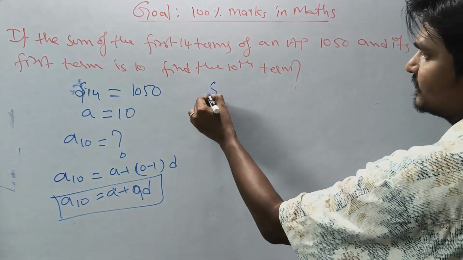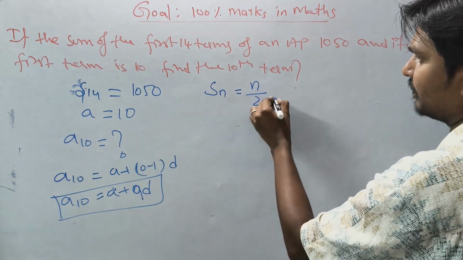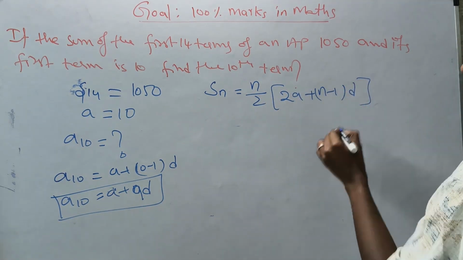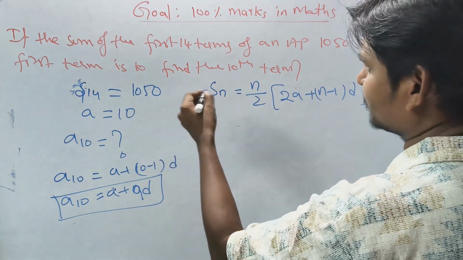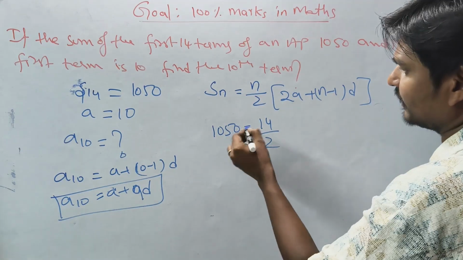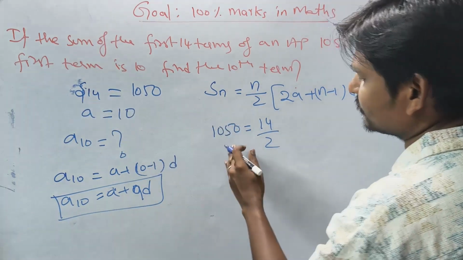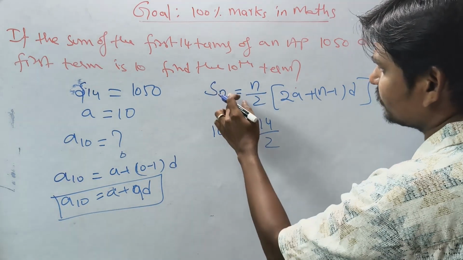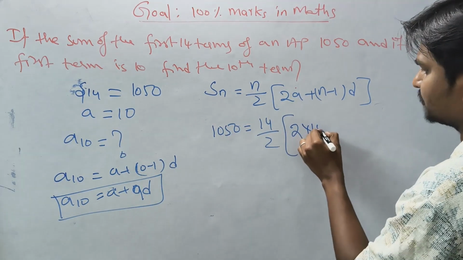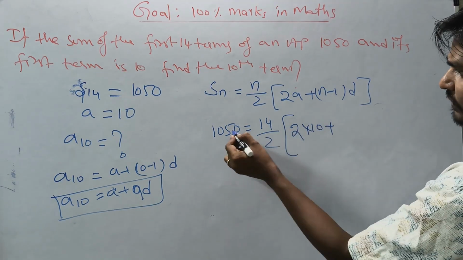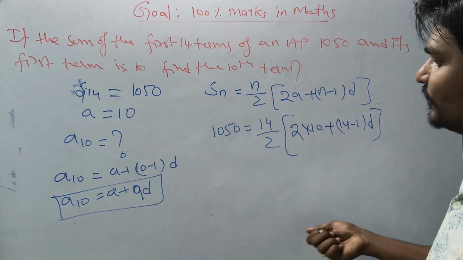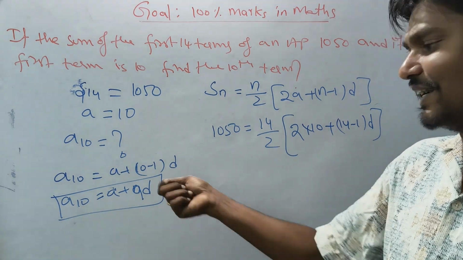We know that the sum of n terms of an AP is n by 2 into 2a plus n minus 1 into d. Now here S14, the sum of 14 terms, is given, that is 1050 is equal to 14 by 2, because it is the sum of the first 14 terms of that AP, where n is 14. 2 into a, given as 10. Substitute here. Now n minus 1, where n is 14, 14 minus 1 into d. Here we don't know d. From this you will get d. Now substitute here, you will get a10.